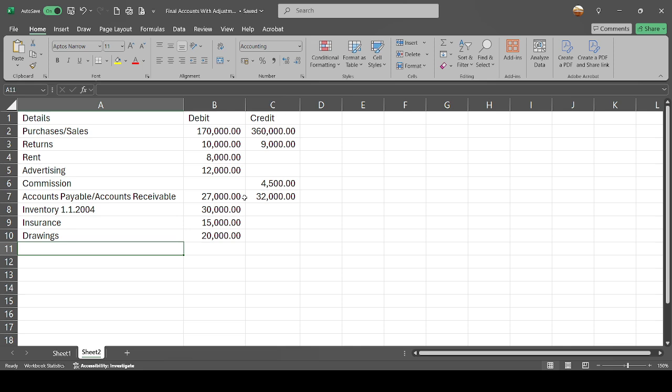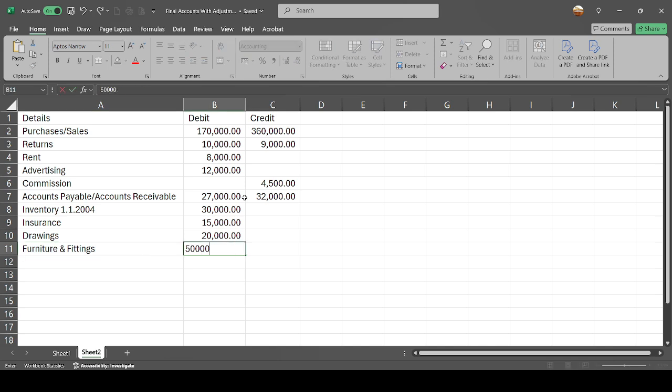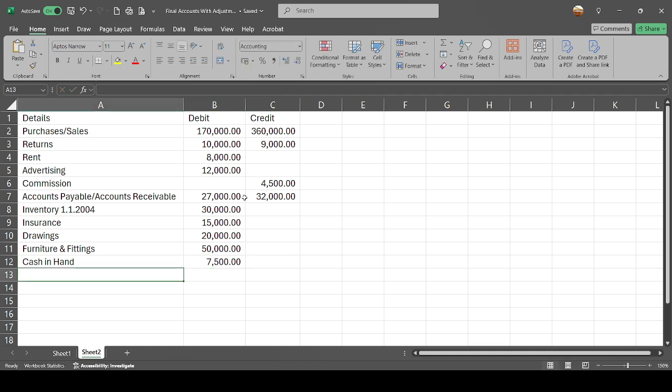Then we have furniture and fittings, and the figure there is 50,000. Then we have cash in hand. Cash in hand, the figure there is 7,500. Then we have premises, and the figure there is 200,000.